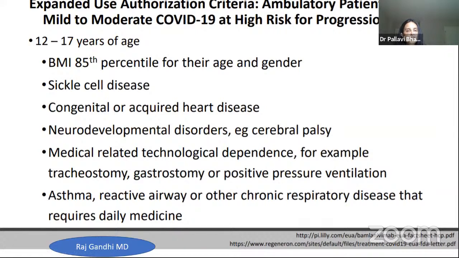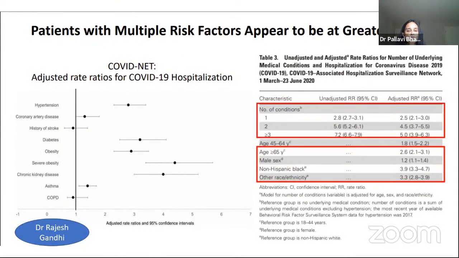And for younger people between 12 to 17 years of age, it's not an absolute BMI number, but the 85th percentile. If they are at the 85th or above percentile for their age and gender, they would qualify. Presence of sickle cell disease, congenital or acquired heart disease, any neurodevelopmental disorders, if they have trach dependence, gastrostomy, or they are on any amount of positive pressure ventilation, that qualifies. Presence of asthma or reactive airway disease that requires daily medication. So just a history of asthma is not that high a risk factor for progression, but somebody who's requiring daily treatment for control.